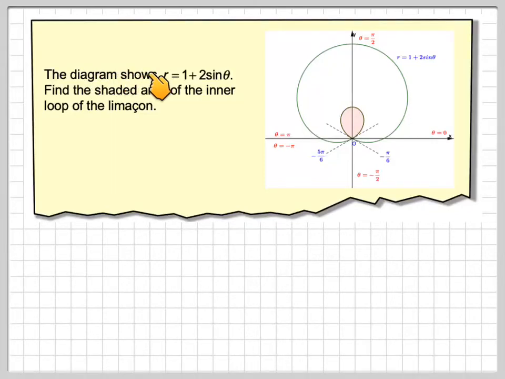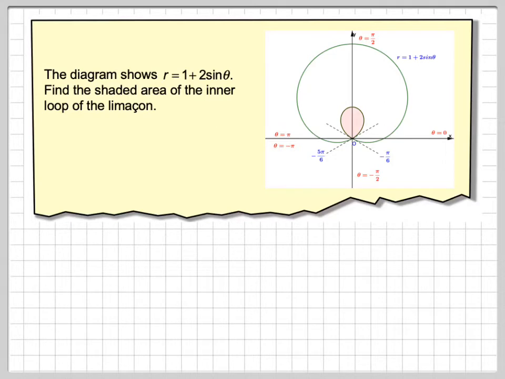The diagram shows r is equal to 1 plus 2 sine theta. So this is this curve here, including the inner loop here. And we're asked to find the shaded area of the inner loop of the limacon. This is the name of the curve. So we need to find this shaded region here.